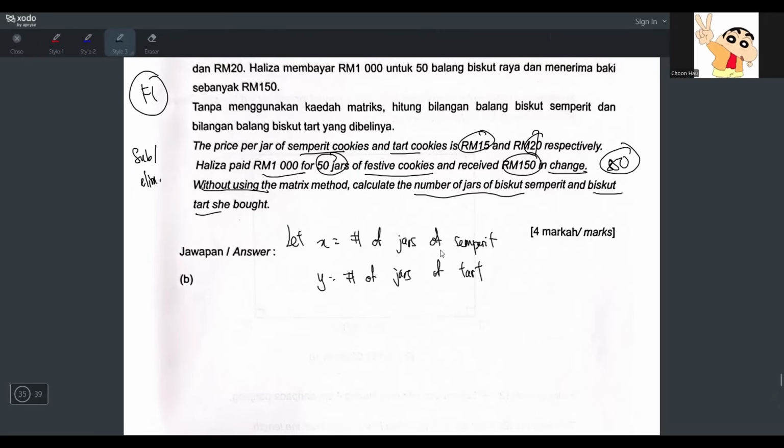Okay. So now we know the xy represents number of jars. Now we can read again the whole question, and then now it will be easy to write the equation. So the price per jar is 15 ringgit, 20 sen.